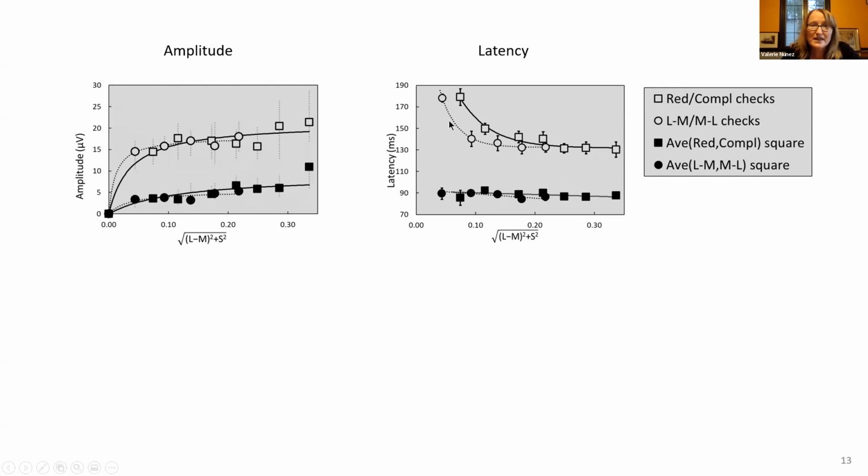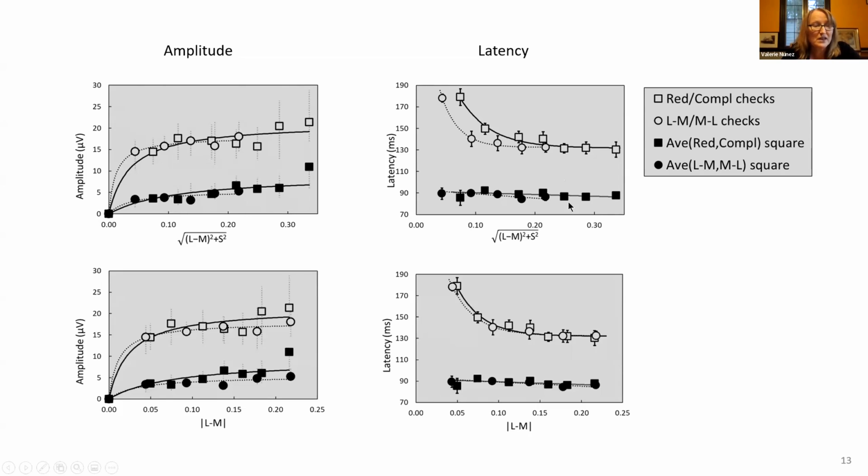There seems to be a shift in latency from L-M to red, where the red has been plotted in terms of the Euclidean distance using the L-M and S axes. If instead we plot the latency as a function of L-M contrast, in other words, the projection of the red cone contrast onto the L-M axis, then the two curves coincide. It looks as if the latency of the non-cardinal color peak is driven by the L-M component. One could possibly think of the latency as filtering out the S component of the stimulus.